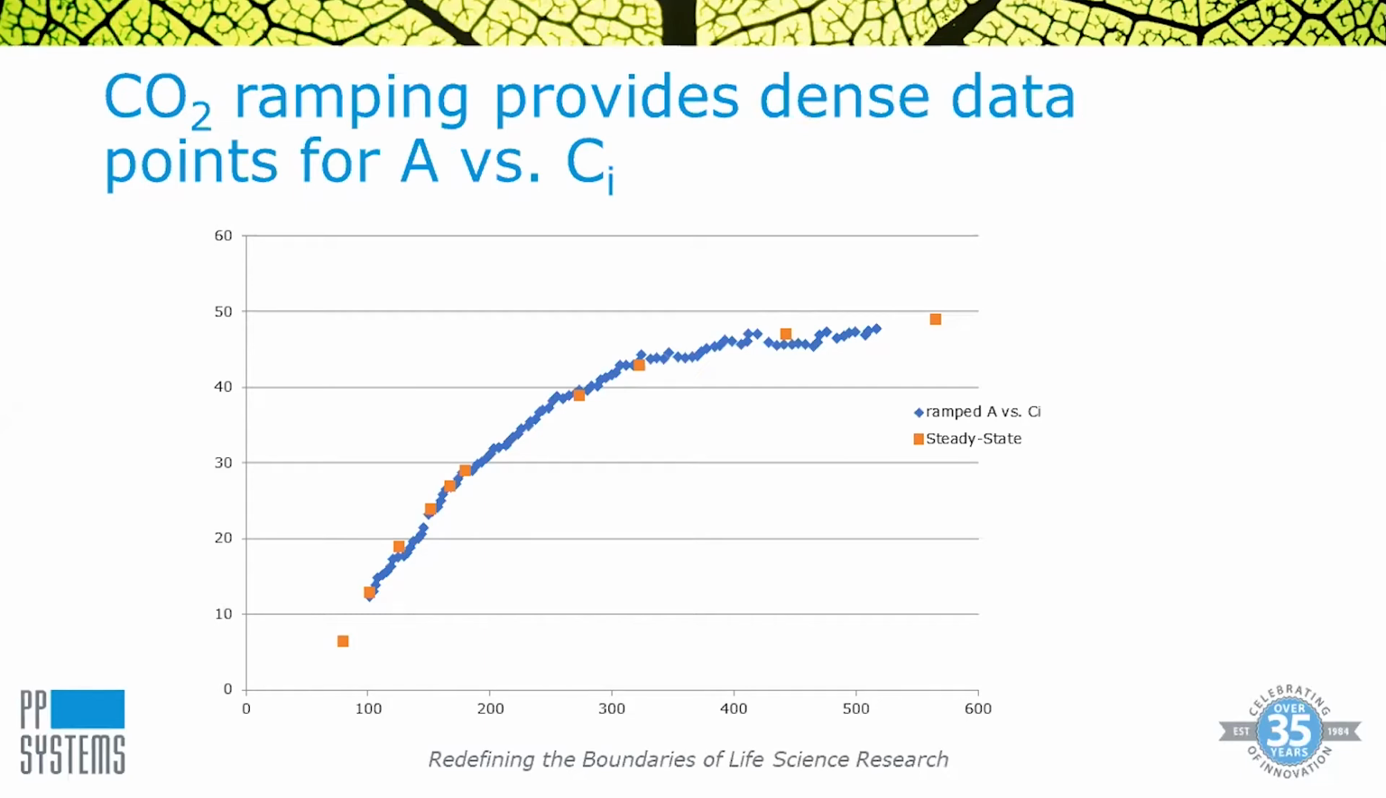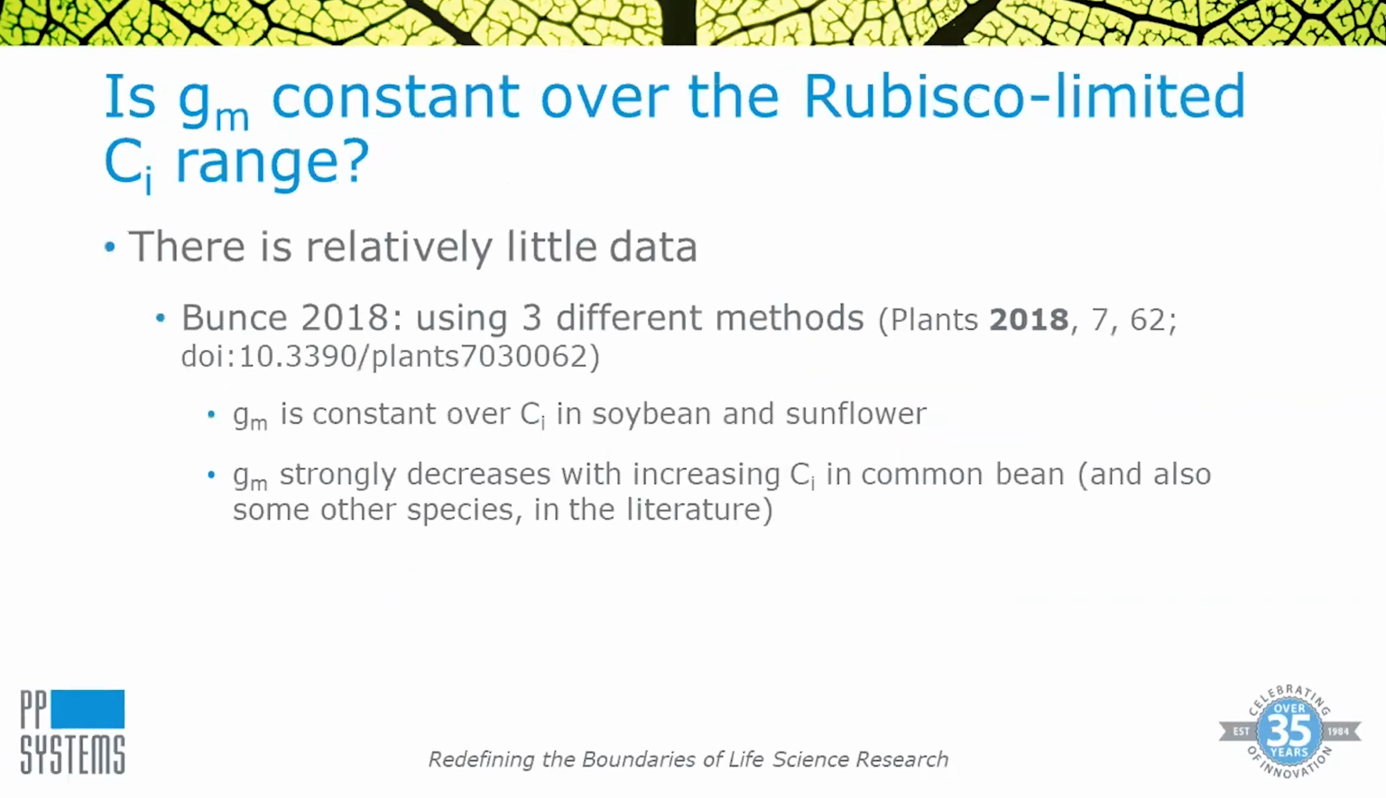And then you can use the Sharkey utility over shorter segments of the CI range, and you can actually test whether mesophyll conductance is the same at all levels of CI. That's actually only been done a couple of times. So the question is whether it is constant in the Rubisco limited CI range.